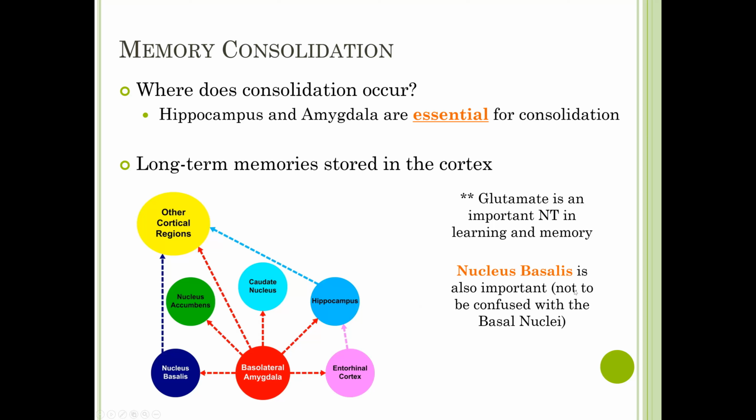Do not confuse that with the basal nuclei. These are two different structures. But we know that the nucleus basalis plays a role because it's one of the first areas to deteriorate in Alzheimer's disease, in which anterograde amnesia, or loss of the ability to form new memories, is one of the hallmarks. And then the other important thing to point out is that consolidation occurs while you sleep. So lack of sleep or insufficient sleep will also interfere with your ability to form long-term memories.